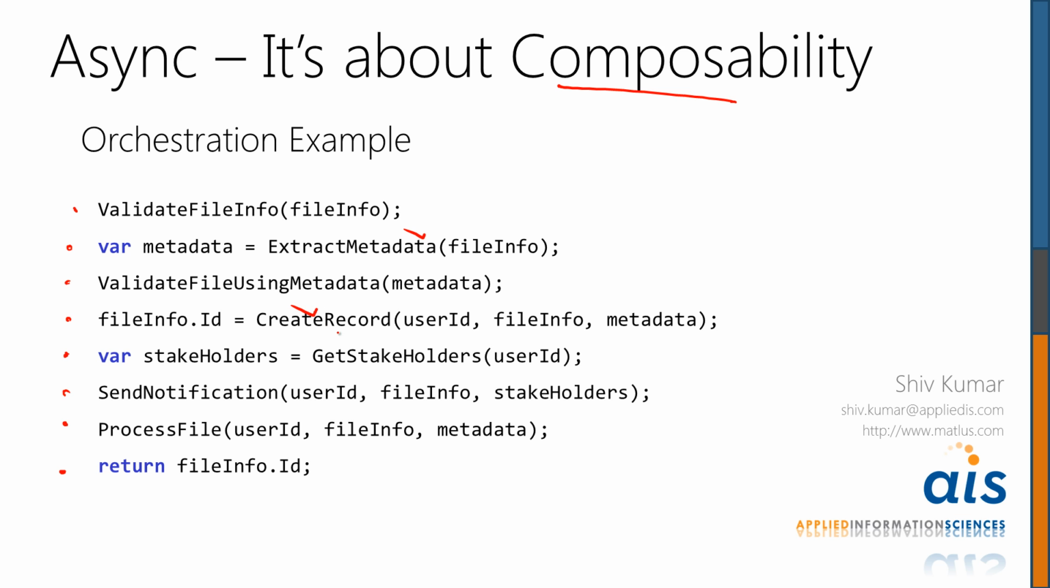Create record is database, therefore it's IO bound. Get stakeholders is a database call, so again it's an IO bound call. Send notification is probably an async out of band IO call, but nonetheless from this point of view, it's still an IO bound call, maybe making a call to a message queue service. From that point forward, the other end of the system is processing the actual notifications, but this is an IO bound call. Process file, again an IO bound call. So in reality, you can see all the check marks here are IO bound calls.